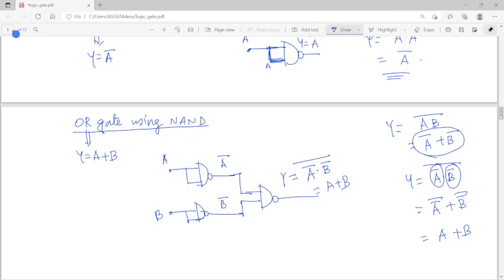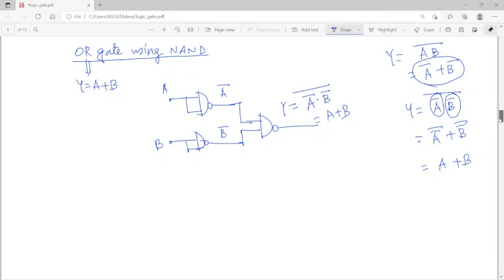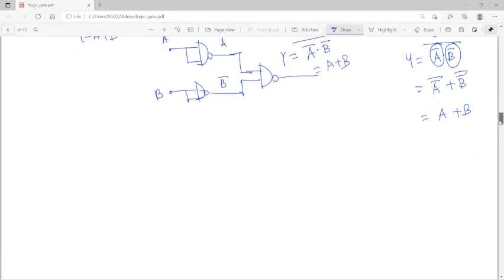That's why the NAND gate is called a universal gate. I think you've understood that concept. Understood? Yes, sir. So this is the OR gate.